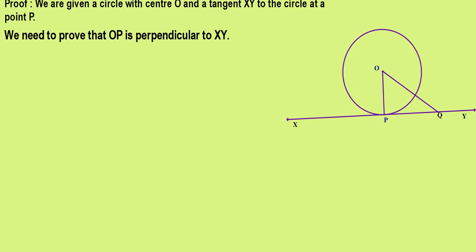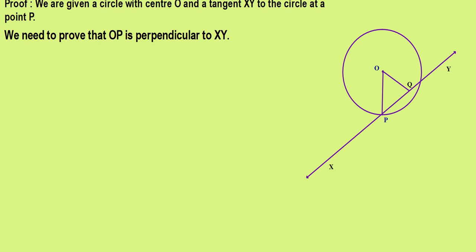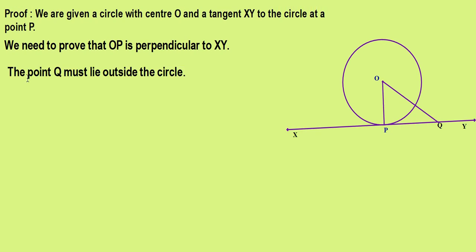Here, Q must lie outside the circle. Why? Q is a point on the tangent. Okay. If Q is inside a circle, what will happen? If Q is inside the circle, XY cannot be a tangent. It will become a secant. So, we can write the point Q must lie outside the circle.